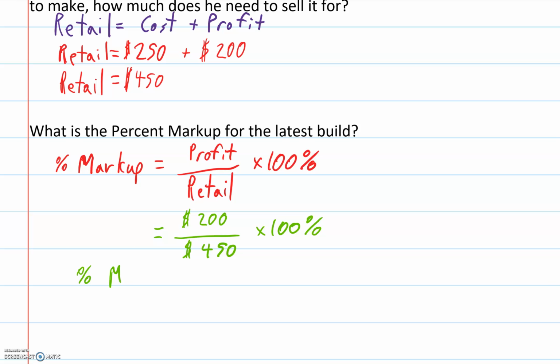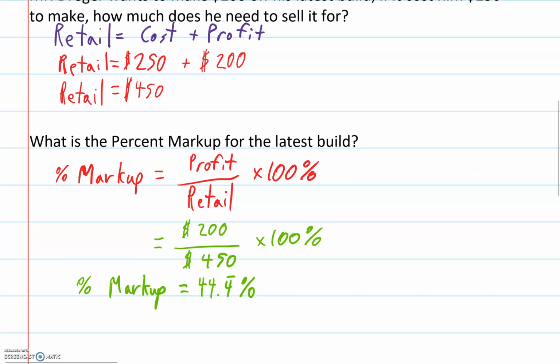And we are left with our percent markup equals, let's just plug that into the calculator. I could do that by hand, but it's fine. Equals 44.4 repeating percent. So that is our percent markup.